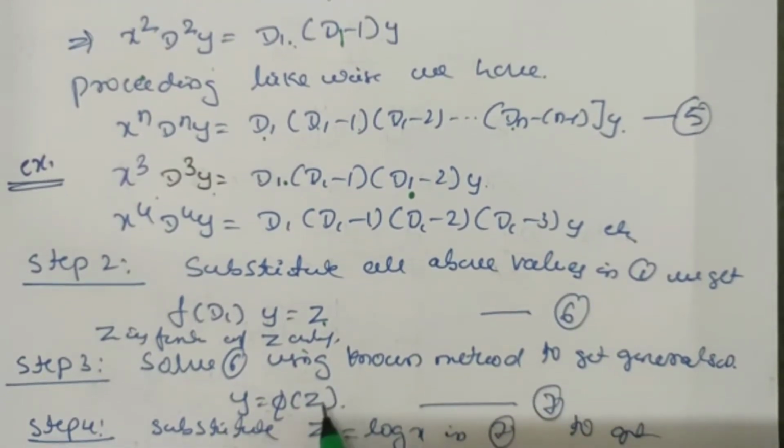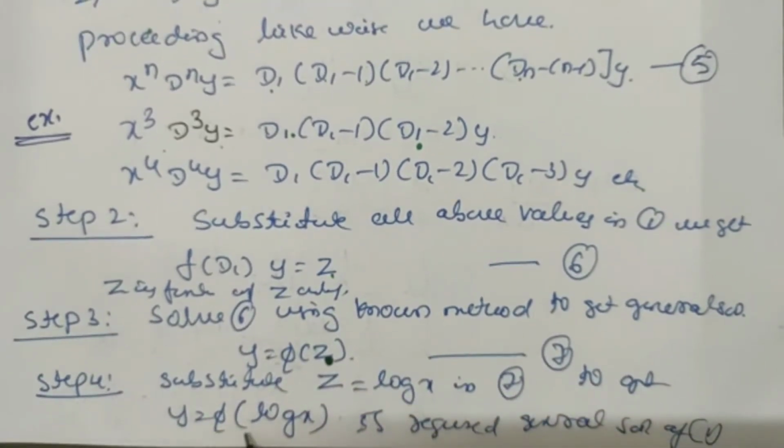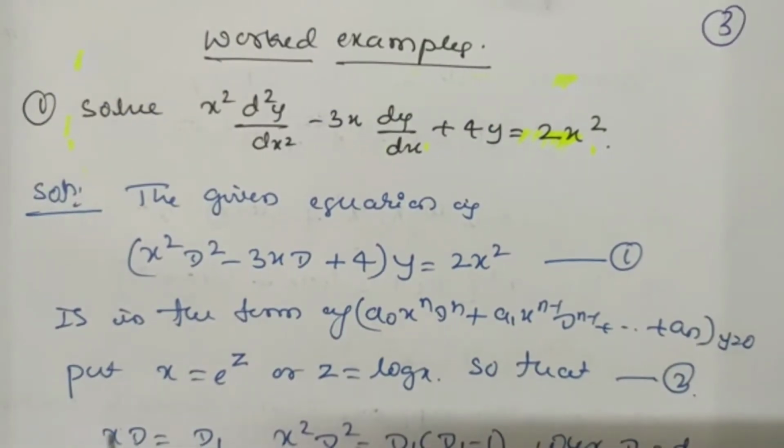And now substitute the z value, because our given equation is in terms of x, you have to resubstitute the value of z equals log x in equation 7. We get the required general solution, that is y equals phi of log x, which is the required general solution of equation 1. So this is the method of finding the solution of this type of equations, that is linear differential equations with variable coefficients. Let us take one example.